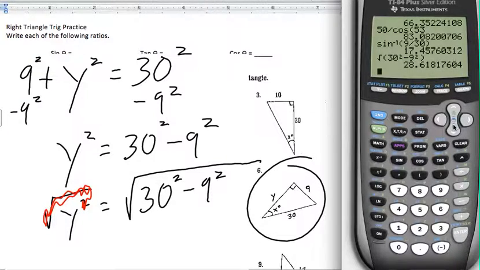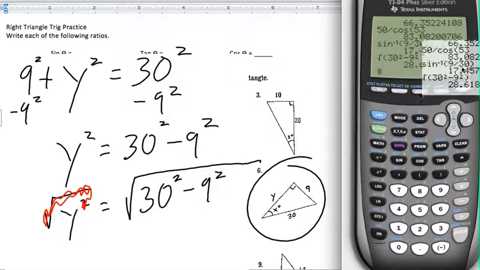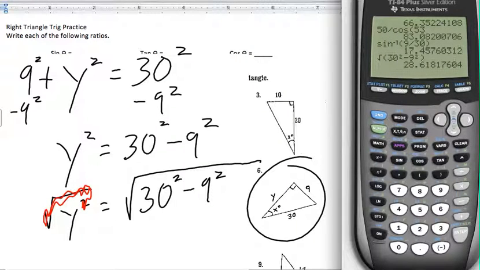And we get a value for y, which is 28.618. We could have used SOHCAHTOA. Once you know the angle, you can use SOHCAHTOA. So if you found x first, you had a lot of choices. If you solve for y first, if you did this first, you had to use Pythagorean theorem. If you did it differently, you did it wrong.